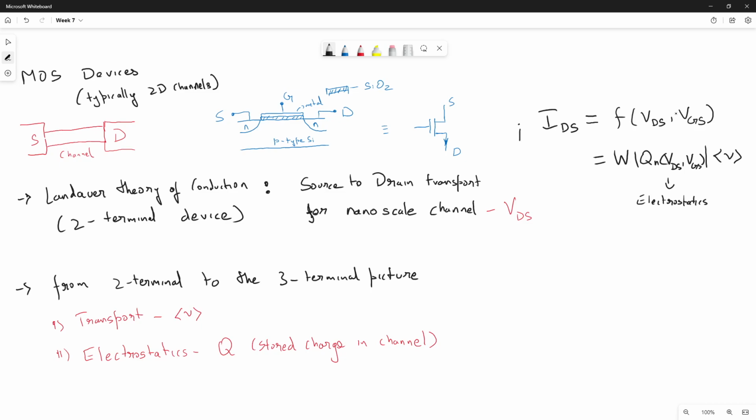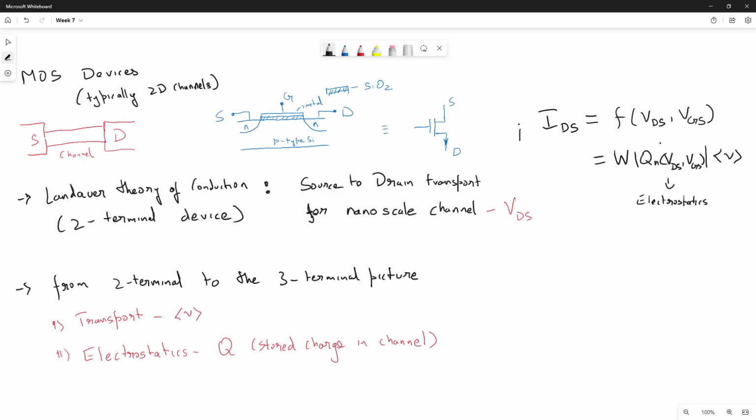And now, how do we represent the stored charge? You represent it using capacitances. So you are perfectly right when you said capacitances are going to come, but one has to understand the effect of capacitances. If the capacitance is high, what is going to happen to the channel? If the capacitances are low, what is going to happen to the channel?